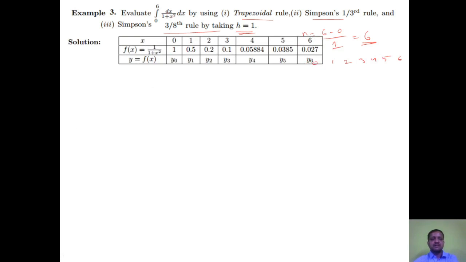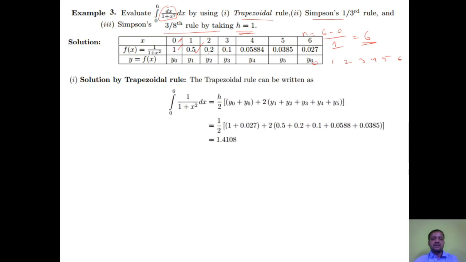In place of x, first of all you need to substitute 0. So 1 by 1 plus 0 whole square means 1 only. Next, 1 by 1 plus 1 square means 1 by 2, which is 0.5. Like that you need to evaluate the y data corresponding to the x data. According to the given function, you need to substitute the x values, so you will get the y data.